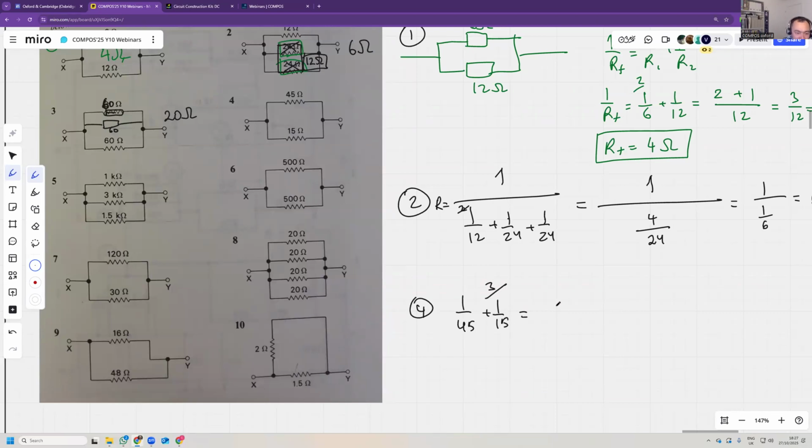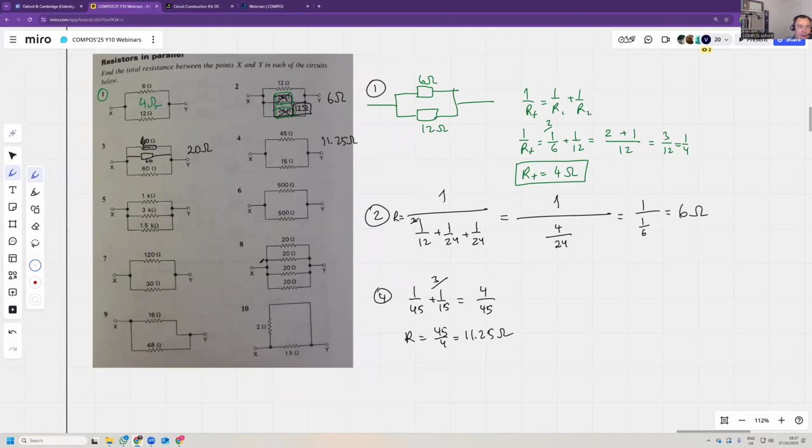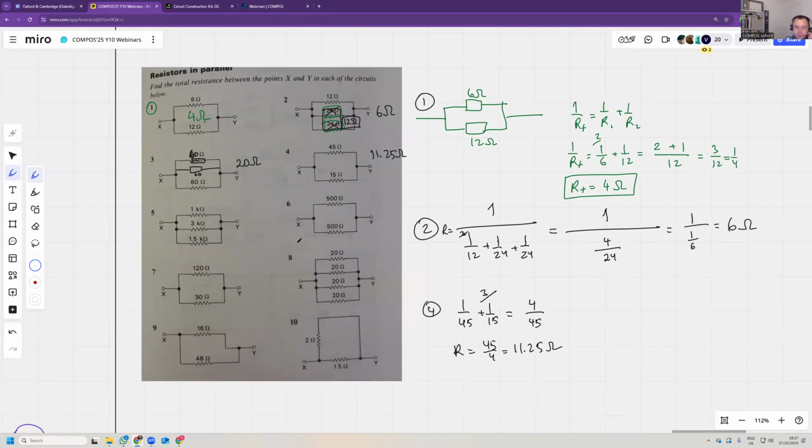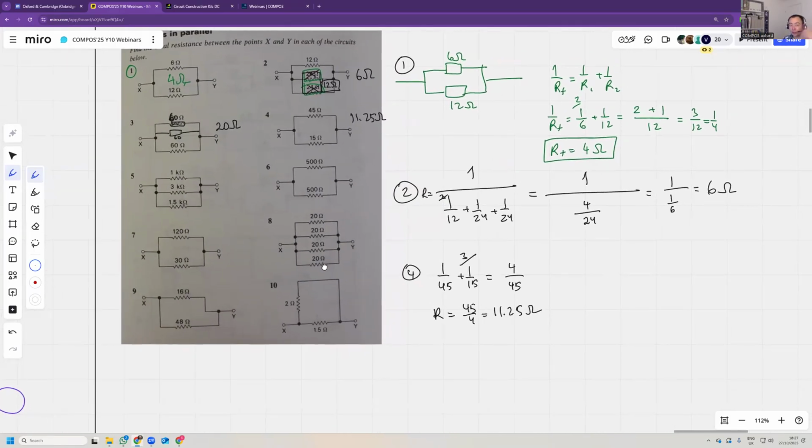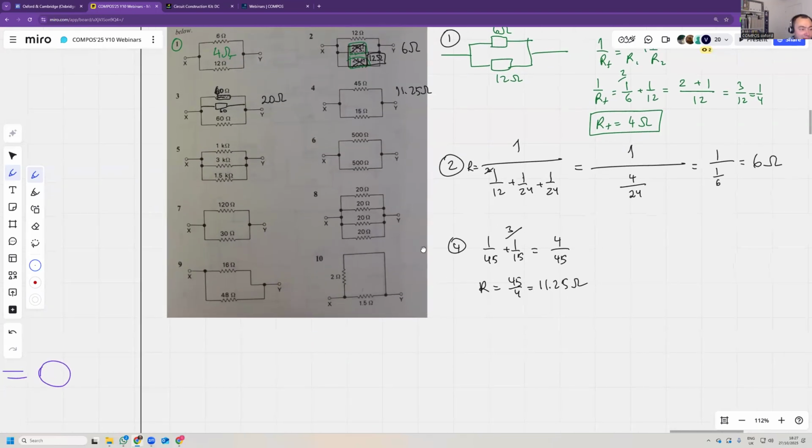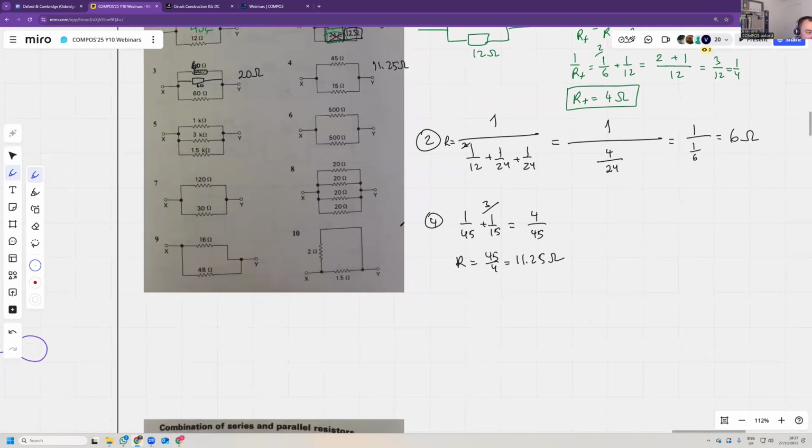Multiply this by 3. You get 4 over 45. So resistance is 45 over 4, which is 11.25 ohms. 11.25 ohms. Okay, I really hope you're getting this. The formula is quite straightforward. Don't forget to do 1 over R when you do it.